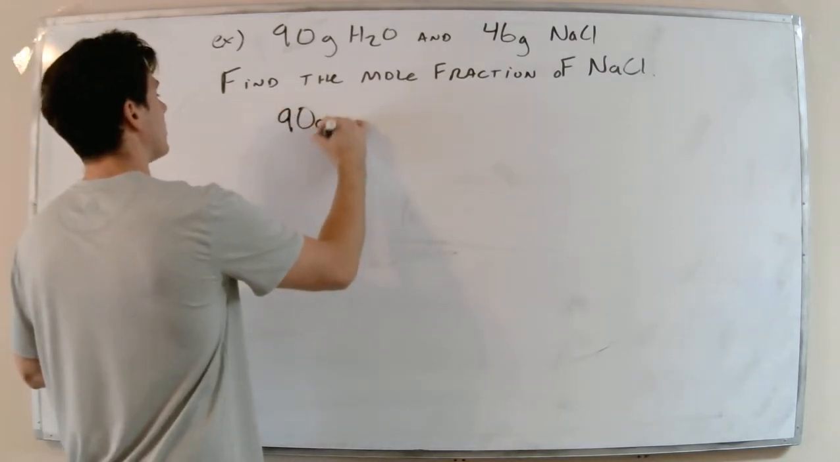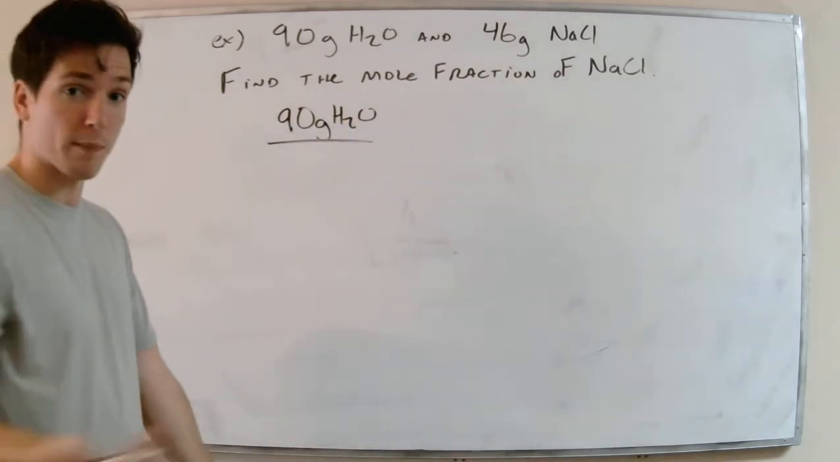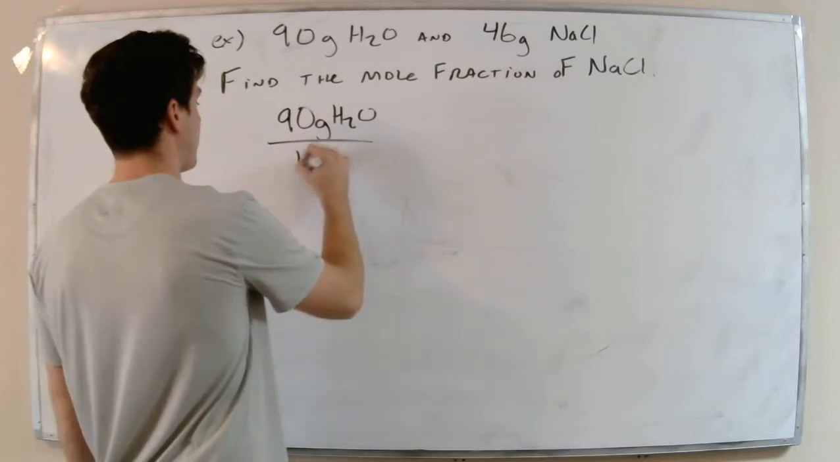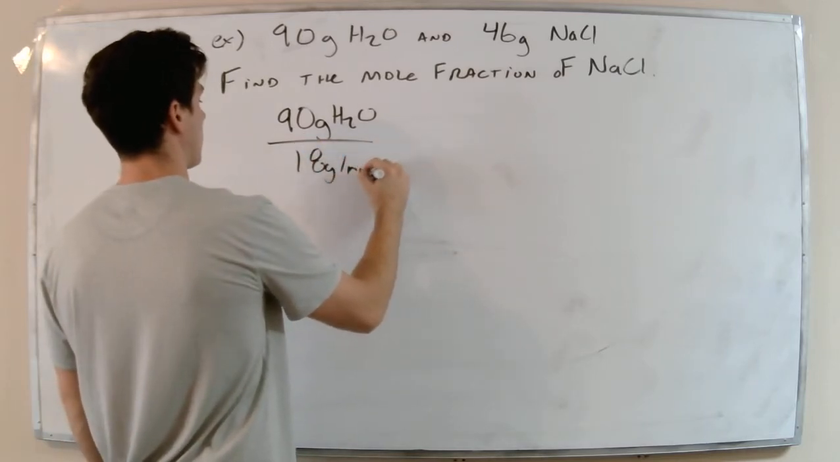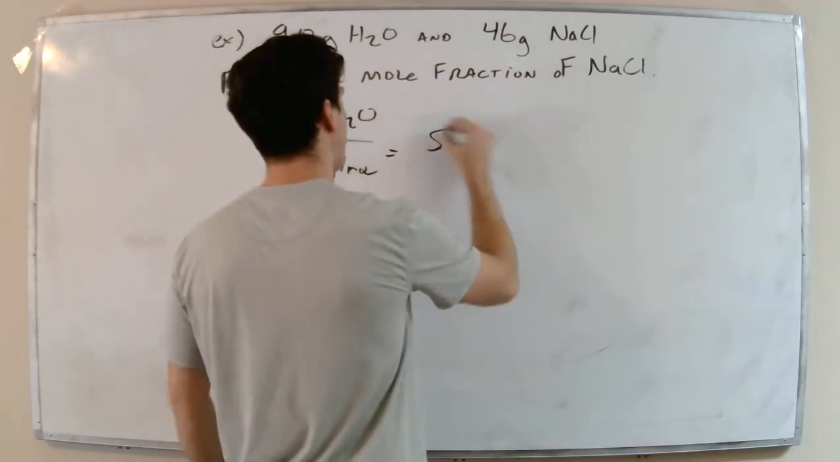Let's go ahead and find 90 grams of H2O. To get from grams to moles, we divide by molar mass, and the molar mass of H2O is 18. And that's going to equal 5. Okay, 18 times 5 is 90, right? So 5 moles of H2O.